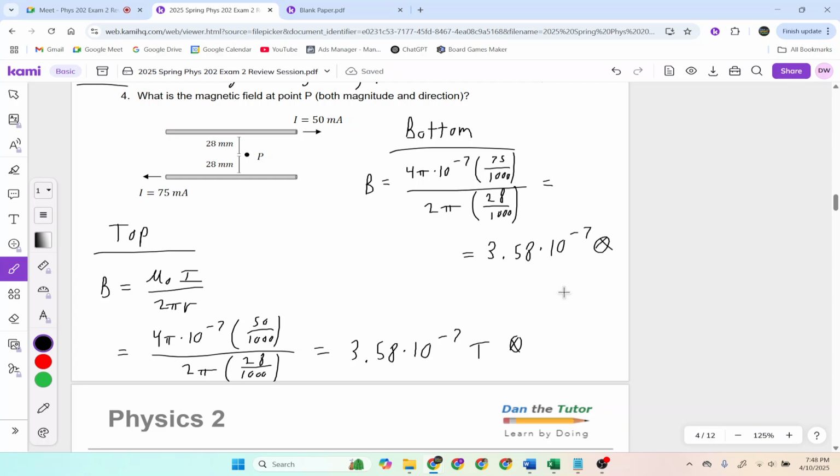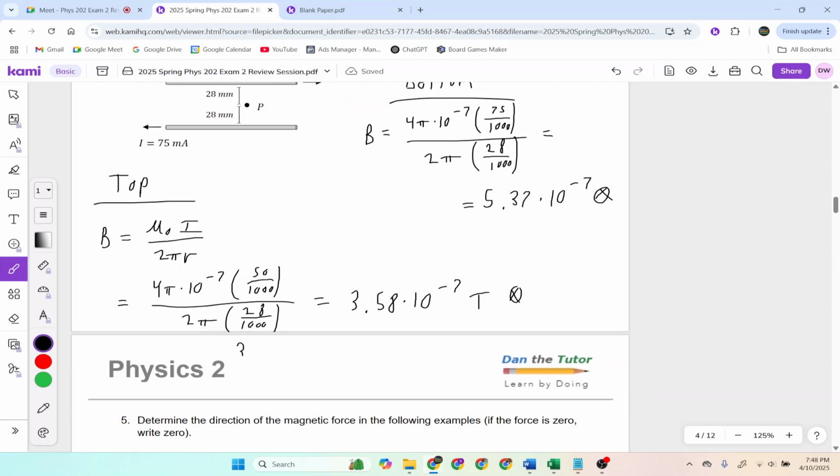Sorry. 5.37. Sorry. Still 10 to the minus 7th. But anyways, it's still into the page. So if you get 2 into the page, then for your final answer, you just add these 2 together. 3.58 times 10 to the minus 7 plus 5.37 times 10 to the minus 7. Final answer will be 8.95 times 10 to the minus 7, and that's into the page as the direction.